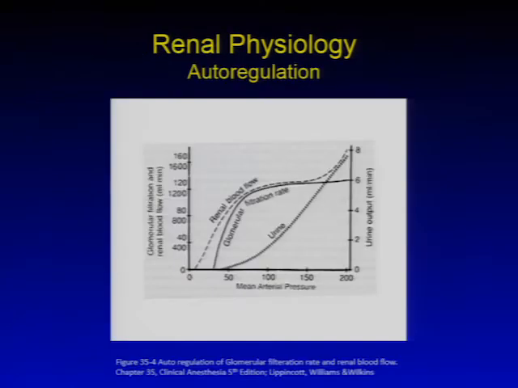We're going to talk about autoregulation of renal blood flow. This slide depicts that the autoregulation of renal blood flow and GFR is done over a wide range of blood pressures, from 50 to 150 millimeters of mercury. Urinary flow is not autoregulated. However, there is a linear relationship between a mean arterial pressure greater than 50 and urinary output.